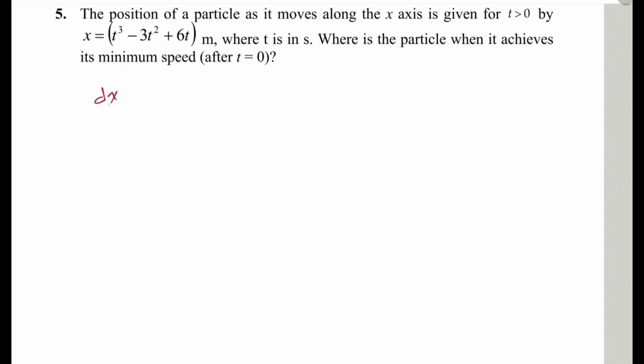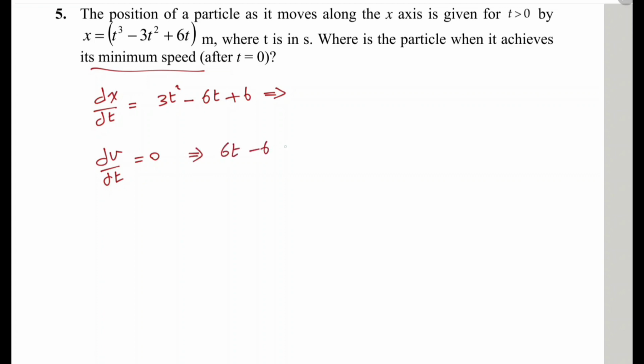dx by dt equal to 3t squared minus 6t plus 6, or in other words, dv by dt equals 0, because it asks for minimum speed. Or in other words, 6t minus 6 equals 0, or t in this case equal to 1 second.